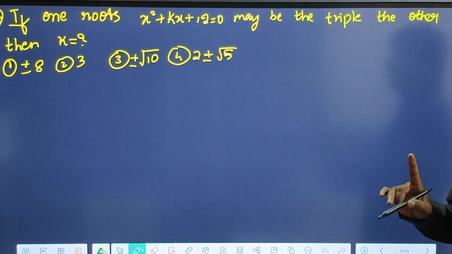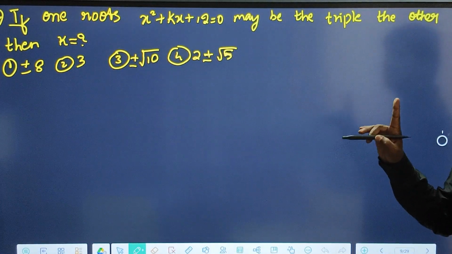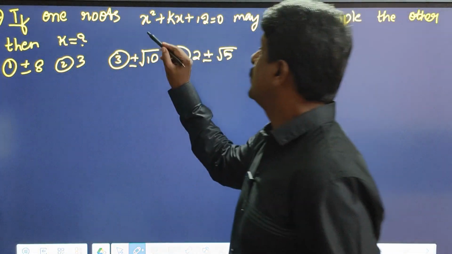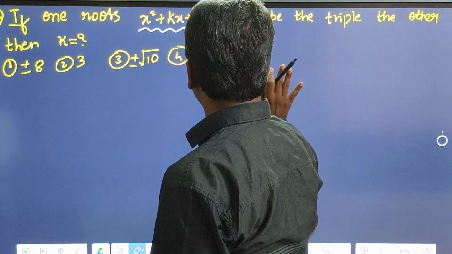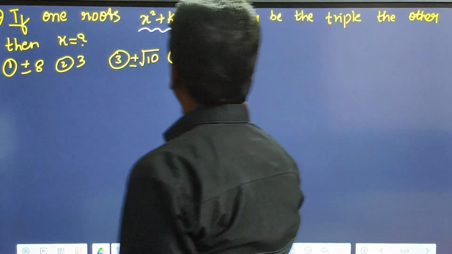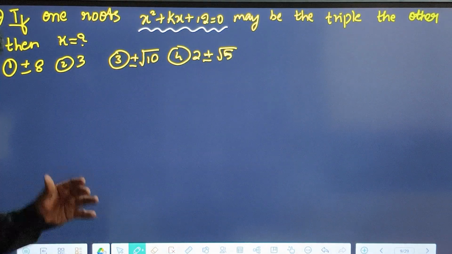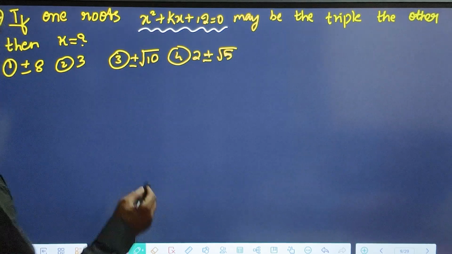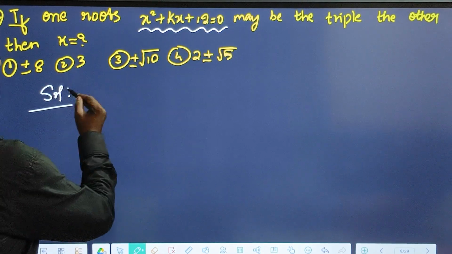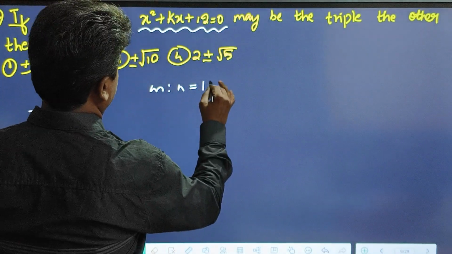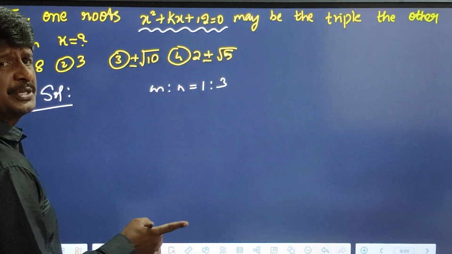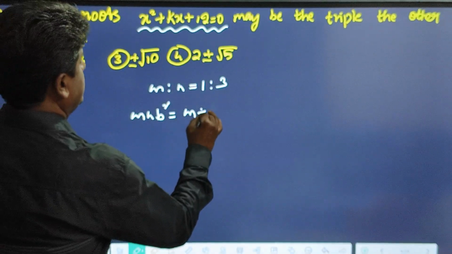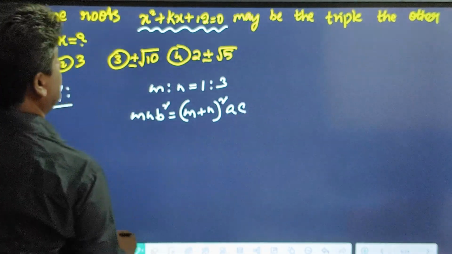If one root of x square plus kx plus 12 is equal to 0 may be triple the other, then k is equal to? One root of this quadratic equation may be triple the other, then what is the value of k? Simple, no need to remember any formula. If you remember the formula related to the m is to n concept, you can use it. Okay, m is to n is equal to 1 is to 3. One root is triple the other, or 3 is to 1. Condition is mn b square is equal to (m plus n) whole square into ac.